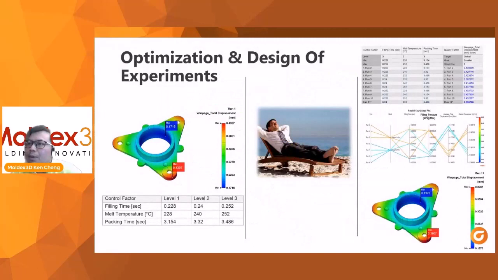Another one is you are able to run virtual DOE through Moldex3D. For example, on the left bottom, there are 3 control factors: flow time, melt temperature, packing time. Based on those 3 control factors, you are able to run virtual DOE, and then you could give the initial process condition to your process guy in order to get a minimized warpage.